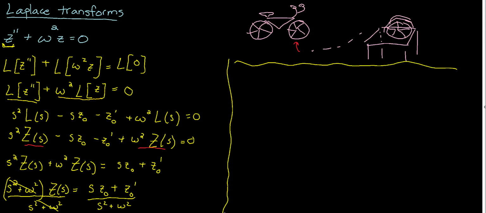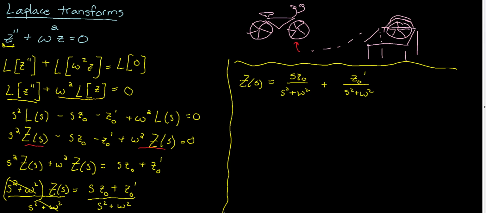What we have on the left-hand side is capital Z of s. And on the right-hand side, in the first term, I have s times z naught over s squared plus omega squared. And in the second term, I have z naught prime over s squared plus omega squared.